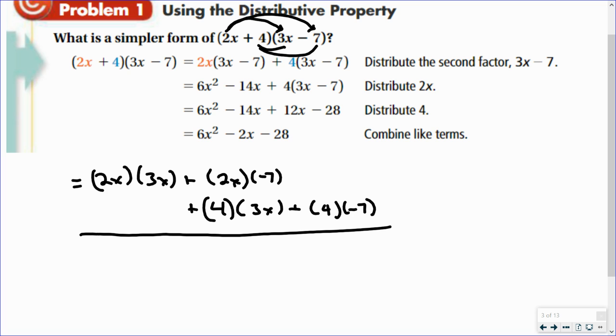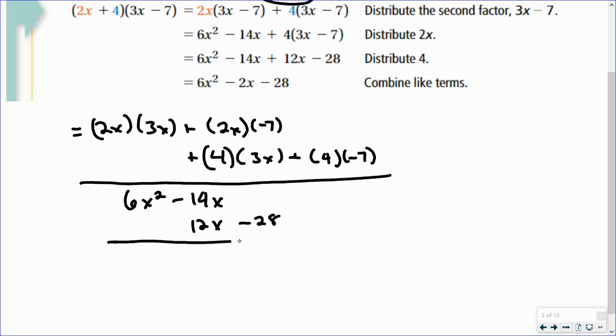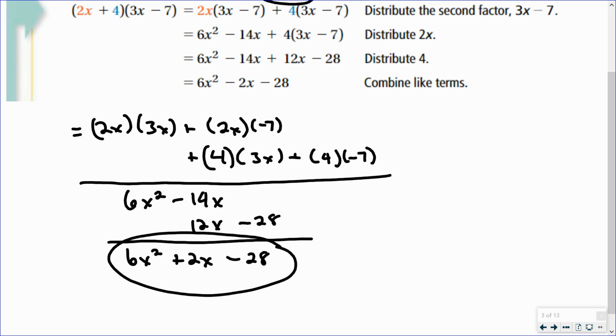So 2x times 3x is 6x squared. And 2x times negative 7 is negative 14x. And 4 times 3x is 12x. And 4 times negative 7 is negative 28. Now that I've gotten this all multiplied out, I'm going to add these up. And this comes straight down. Negative 14x plus 12x is 2x. And this comes straight down for my answer there.